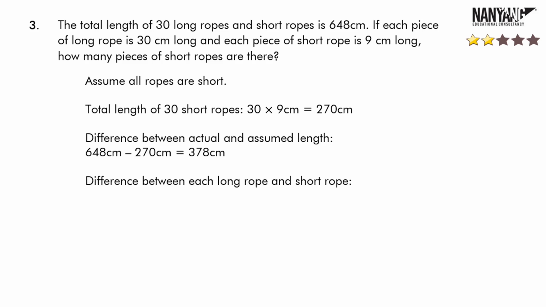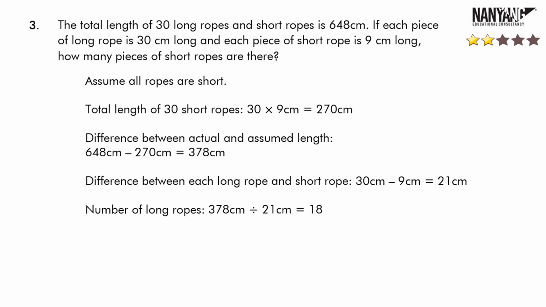Now we find the difference between each long rope and short rope. 30 cm minus 9 cm gives us 21 cm. So how many short ropes do we have to replace with long ropes? Let's see. Number of long ropes, 378 divided by 21 gives us 18.